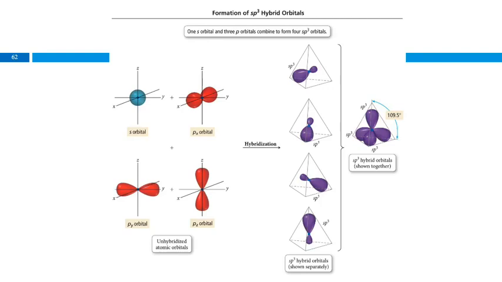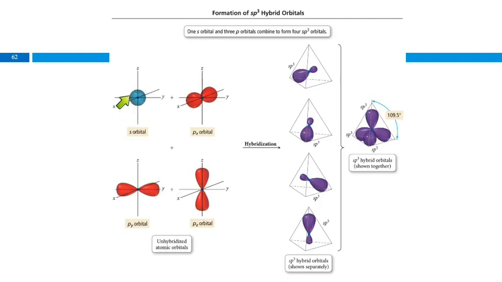So what would this look like? Oh, I'm glad you asked. Here's an s orbital, and here's the px orbital, and the py orbital, and the pz orbital. We're going to take these three orbitals, they're like standing waves, they're wave functions, right? And we're going to combine them and make 4 new orbitals.